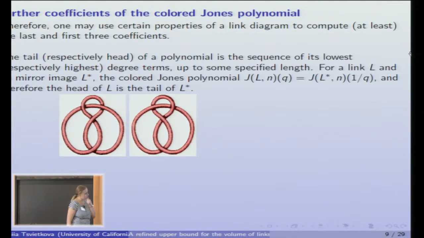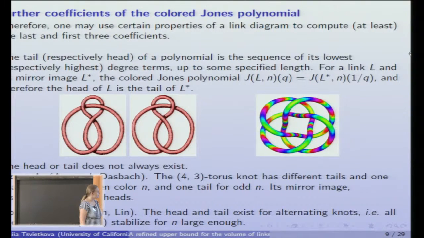And what it tells us is that we can actually use certain properties of a link diagram to compute these coefficients, right? So it's actually quite natural to compute them from a diagram. And they also defined the notion of a tail, or respectively the head, of a polynomial. It's the sequence of its lowest, or respectively the highest, degree terms, up to a specified length. And for the mirror image, the head is actually the tail, because you can just plug in 1 over q into the colored Jones polynomial. And the head and tail do not always exist.